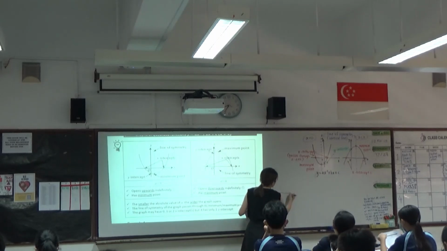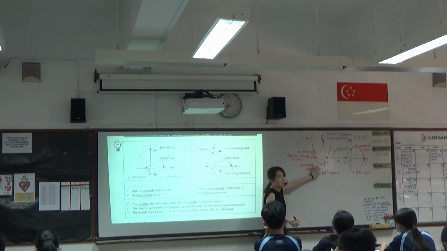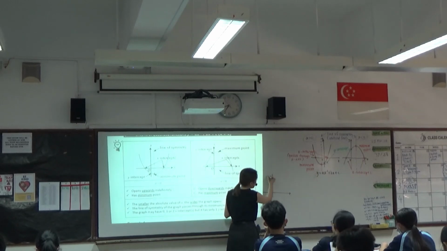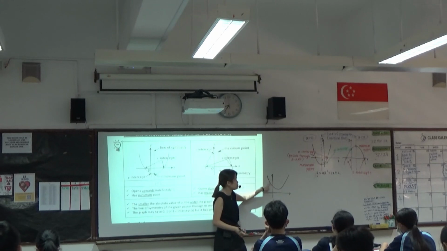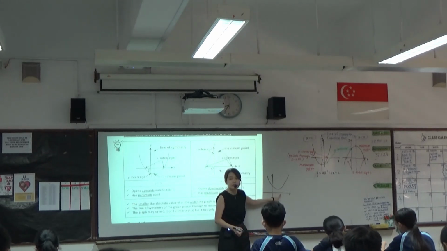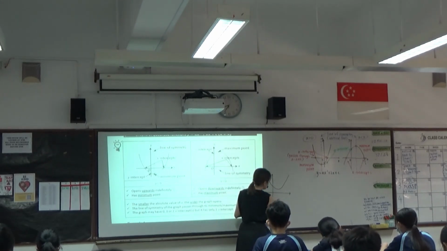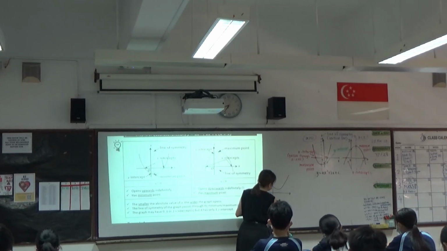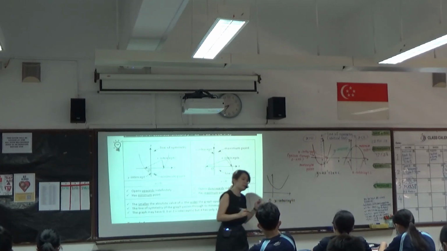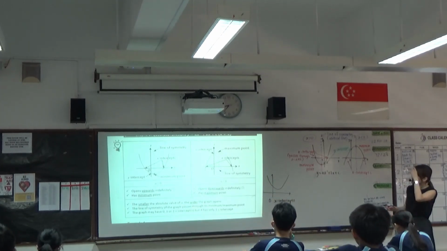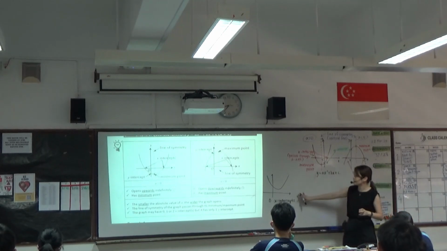So if I have a U-shaped graph, a happy face graph like that, 0 x-intercept will look something like that. It means that there is no touching between the curve and the x-axis. So this could be how 0 x-intercept looks like. Okay, so that's 0 x-intercept.